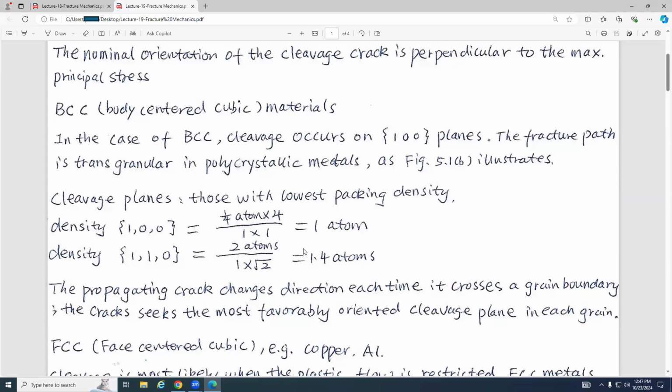So for the density, 100, we have x, y, z, okay? 100 means in the x direction. 110 means x and y at 45 degrees, but in the x-y plane. You can calculate how many atoms you have. So these have the lowest packing density. Packing density means how many atoms you have within a certain length.